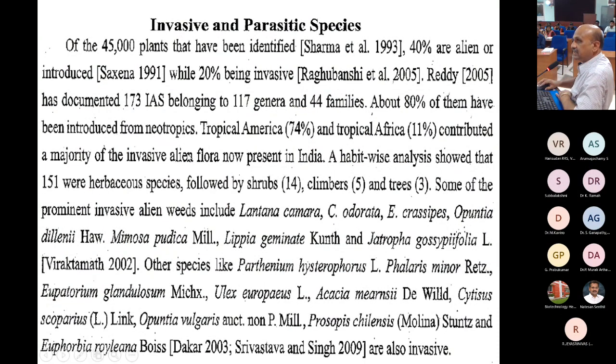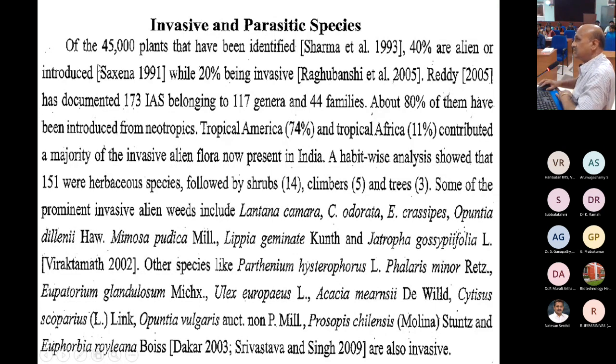Of the 45,000 plants that have been identified, 40% are alien or introduced. Tropical America contributed 74% and tropical Africa 11% of invasive weeds. These invasive or alien weeds are commonly seen in India, mainly Lantana camara, Chromolaena odorata, Eichhornia crassipes, Opuntia, and including Parthenium. You know the Parthenium history very well.